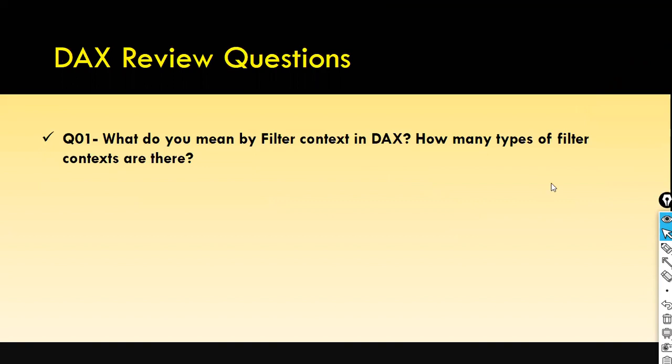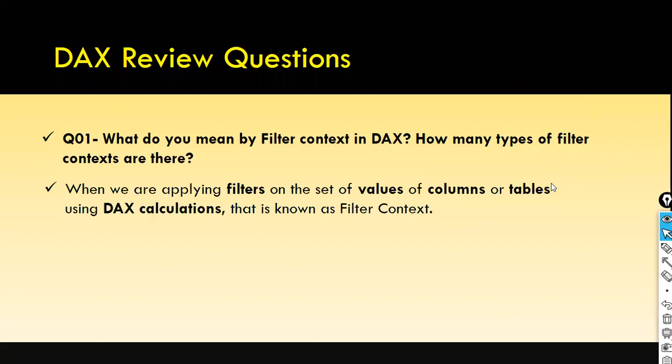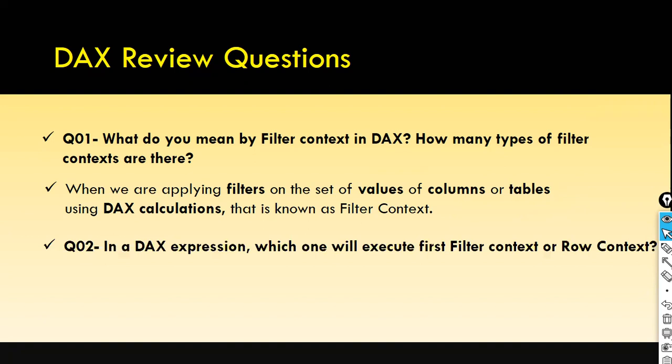What is filter context? We apply a set of filters, right? When we are applying filters on the set of values of columns or tables using DAX functions, that is known as filter context. So in DAX, which one will execute first, filter context or row context?